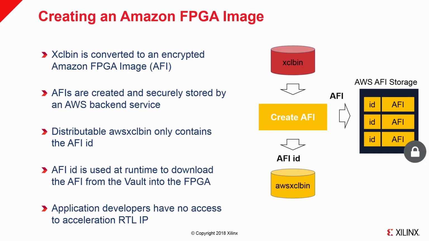This ID is written in the AWS XCL bin file, the cylinder in this diagram. The AWS XCL bin is what gets shared with app developers and app end users. It only contains the AFI ID. All sensitive FPGA design IP is securely stored. With the AFI ready, you are now ready to turn your attention to the host application.